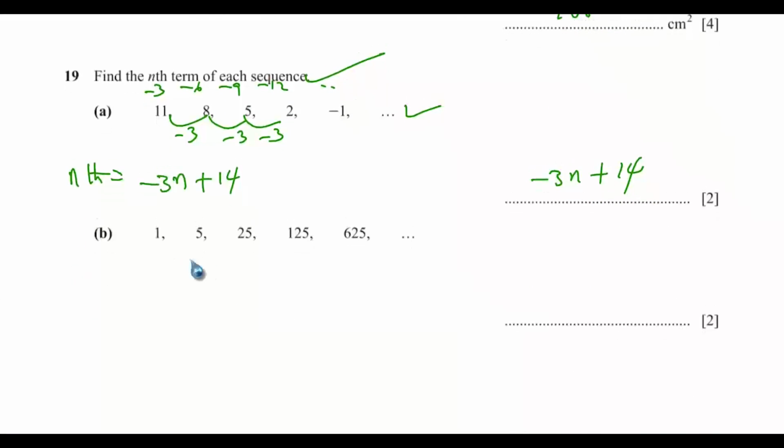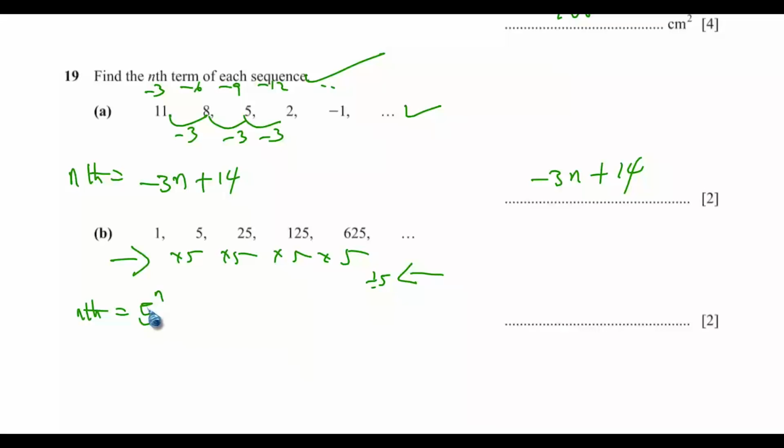So let's scroll down. Here you have times 5, times 5, times 5, times 5, or you can say divided by 5. If you are moving from left to right, it will be times 5, or if you are moving from right to left, that will be divided by 5. So the common ratio is 5. So this is an exponential sequence. So we can say the nth term is equal to 5 to the power of n. That's the common ratio to the power of n.